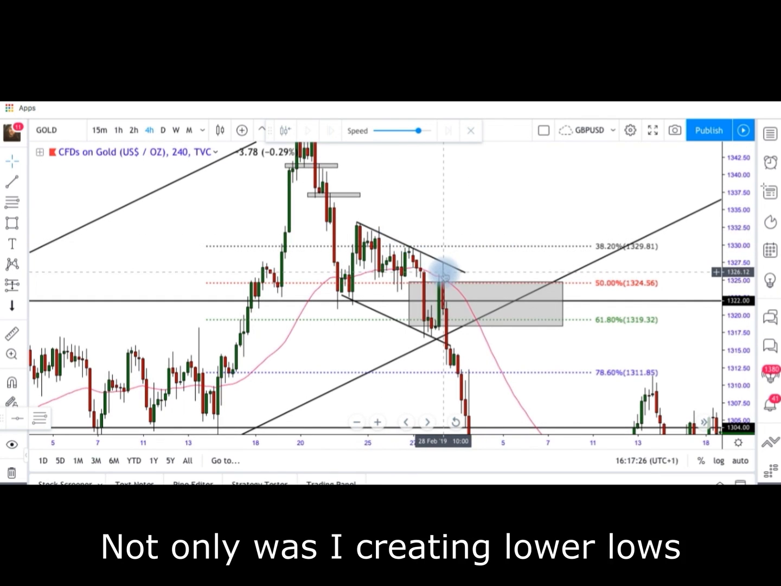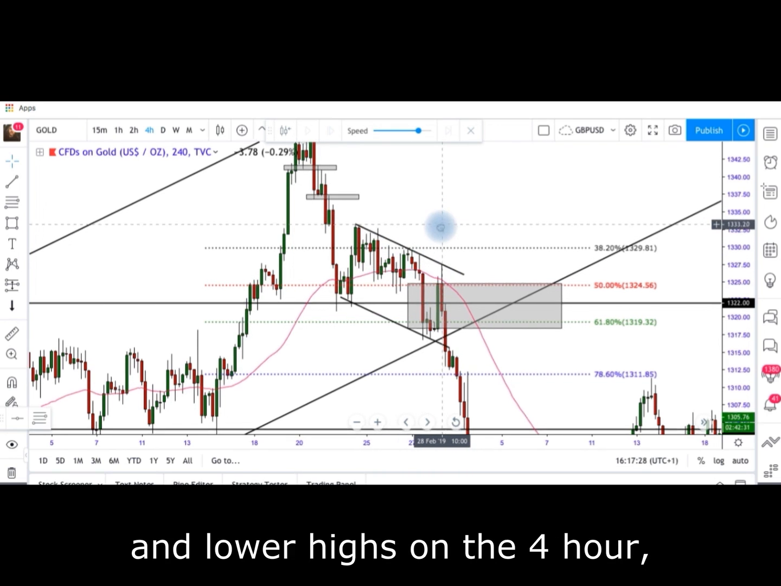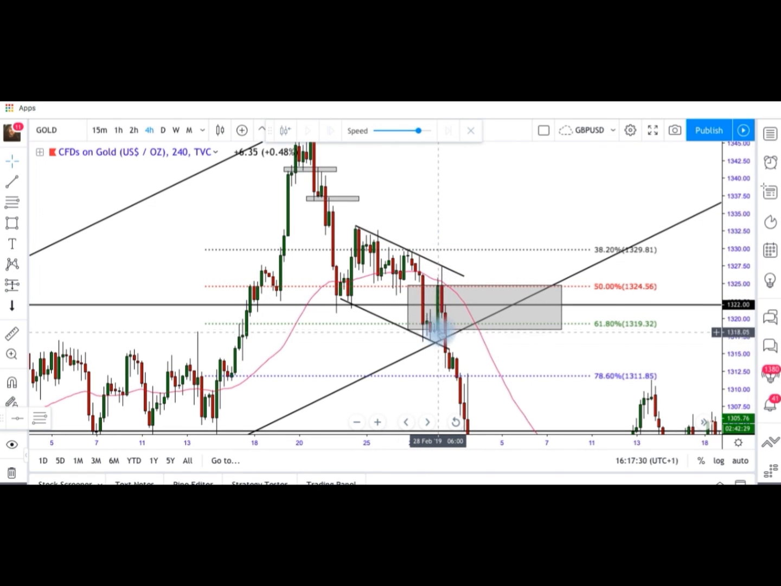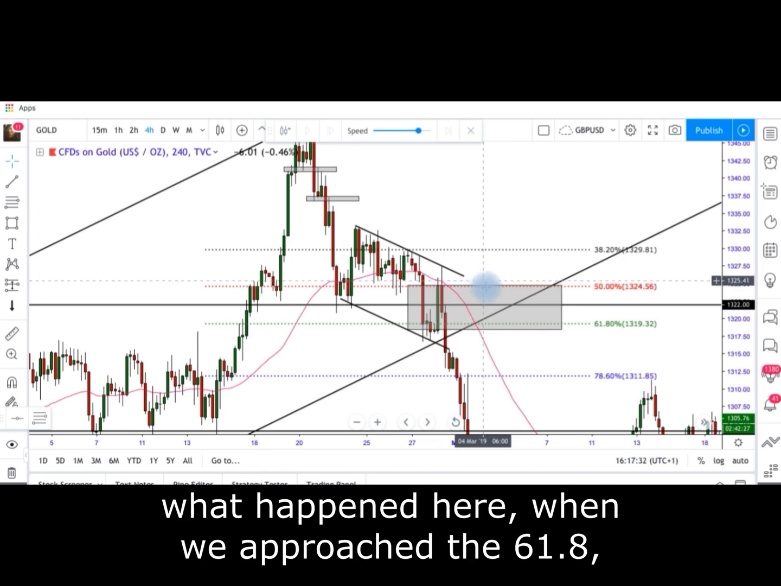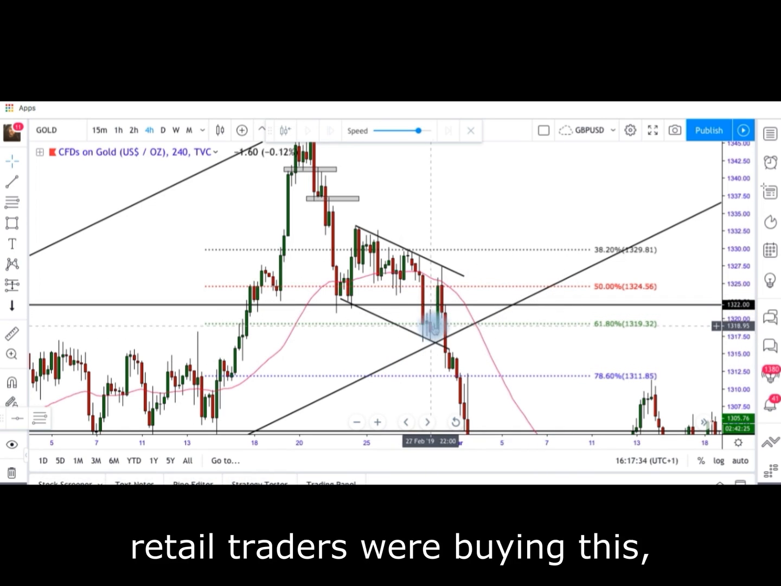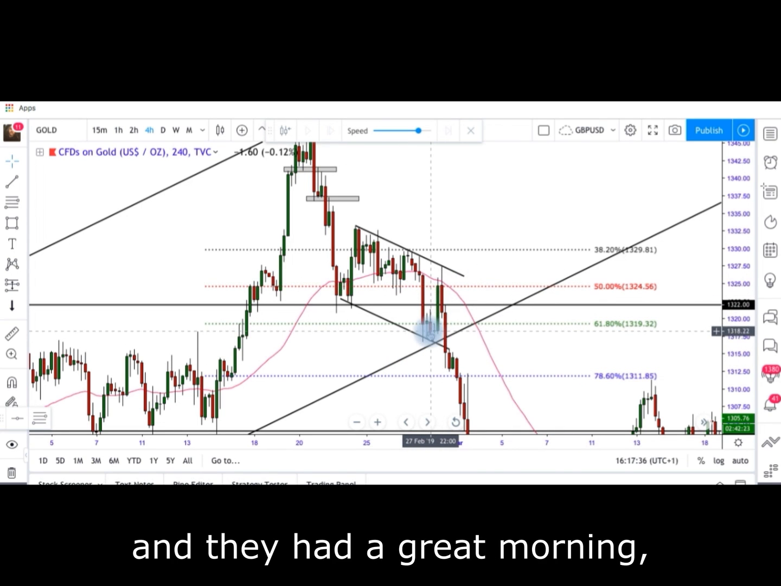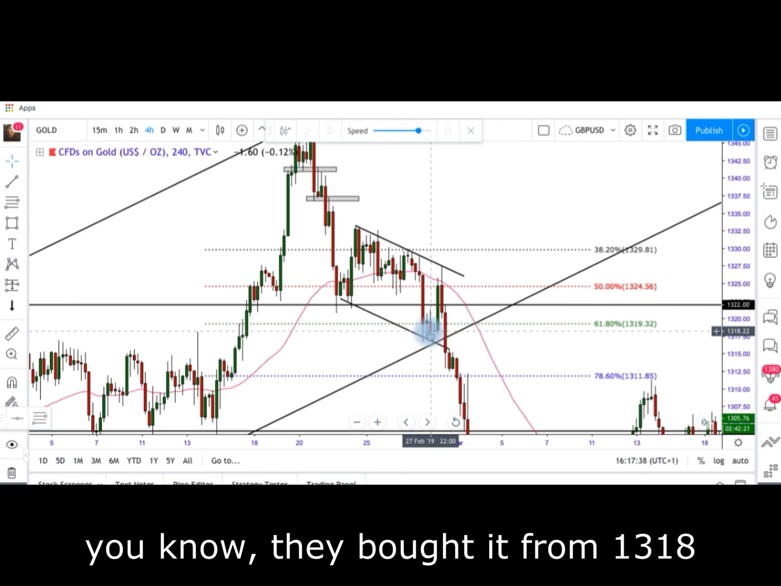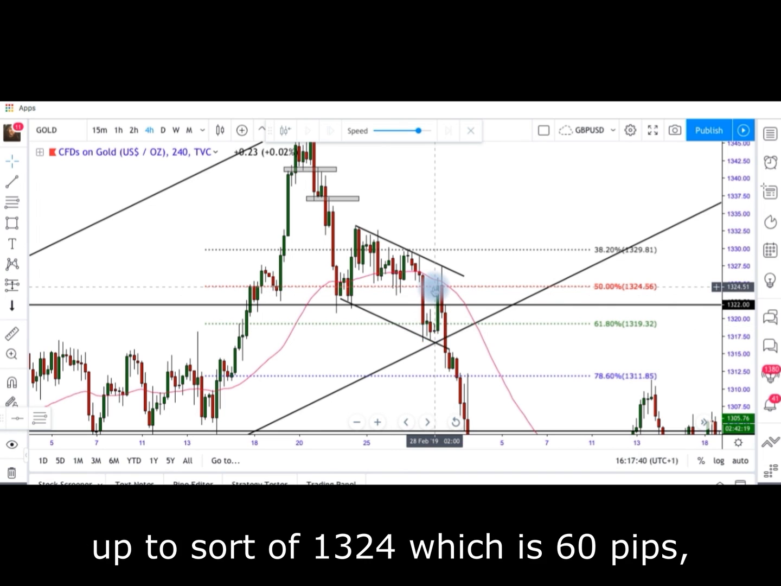Not only was I seeing lower lows and lower highs on the 4 hour, but when we approached the 61.8, retail traders were buying this. This is why price came up, and they had a great morning. They bought it from 13.18 up to sort of 13.24, which is 60 pips. And then it rolled over.